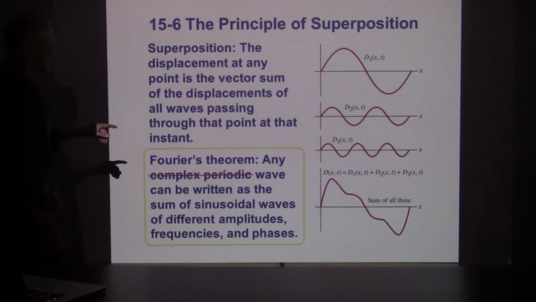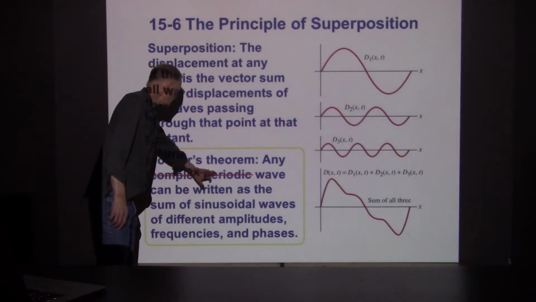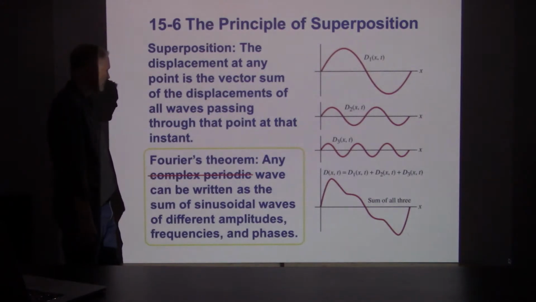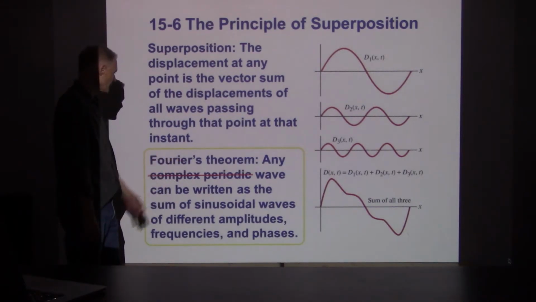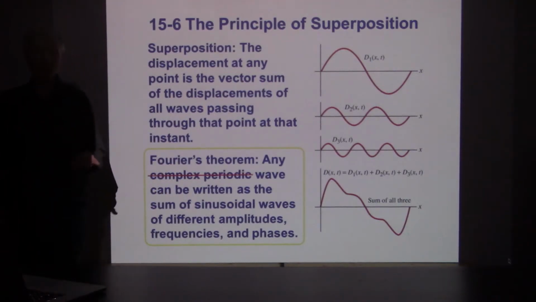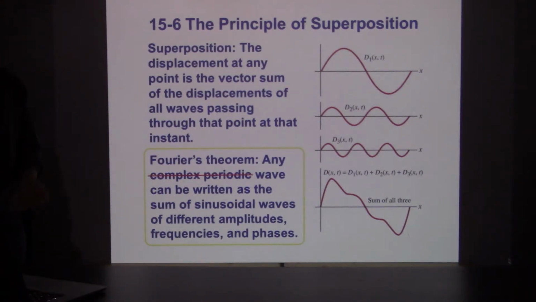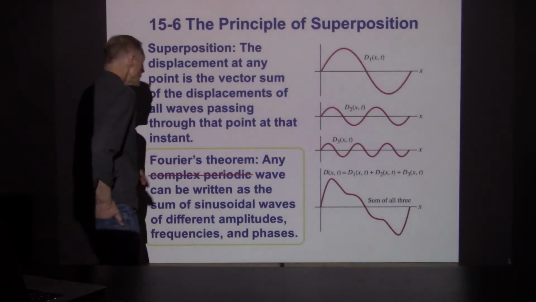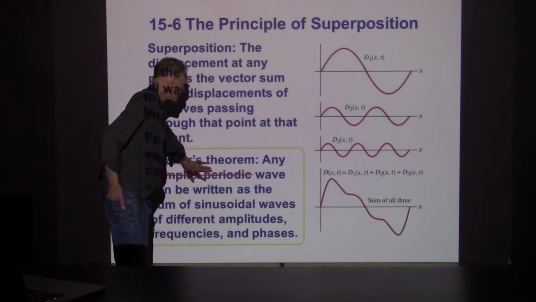Now they've said that any complex periodic wave can be written as the sum of sines and cosines. Complex made me a little nervous because there's a mathematical definition. What they mean is complicated, I guess. Complex is a mathematical term for imaginary and real numbers, right? So I crossed that out. And it turns out they don't have to be periodic.